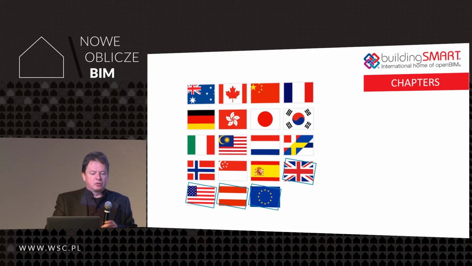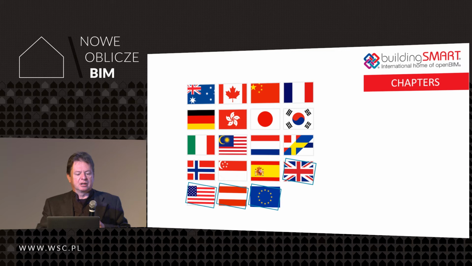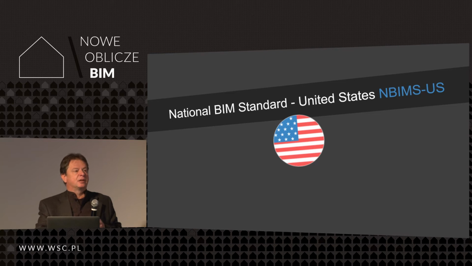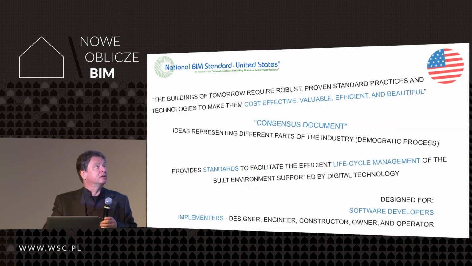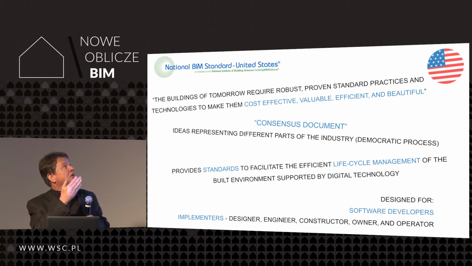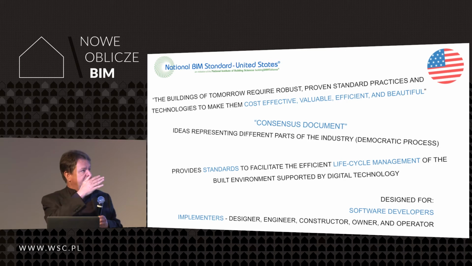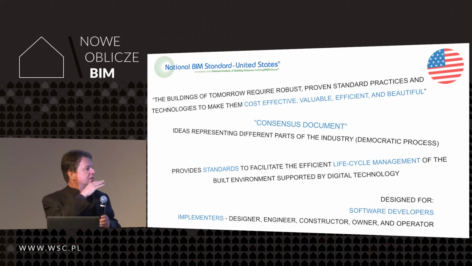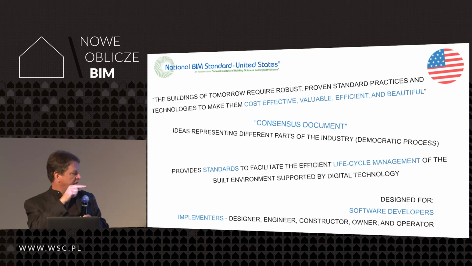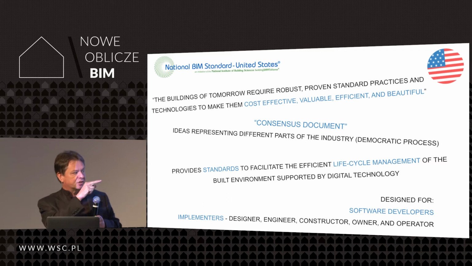And now I will speak about the most advanced, the most interesting for us: the US, the UK, Austria, and the EU. So the US, it's called National BIM Standard of the United States, NBIMS-US. And why did they implement it? Of course, there you can see the reasons. More cost-effective, provide standards to facilitate efficiency for the whole life cycle of the building, and it is designed for software developers, implementers, designers, engineers, constructors, owners, and operators. This is the most important part.